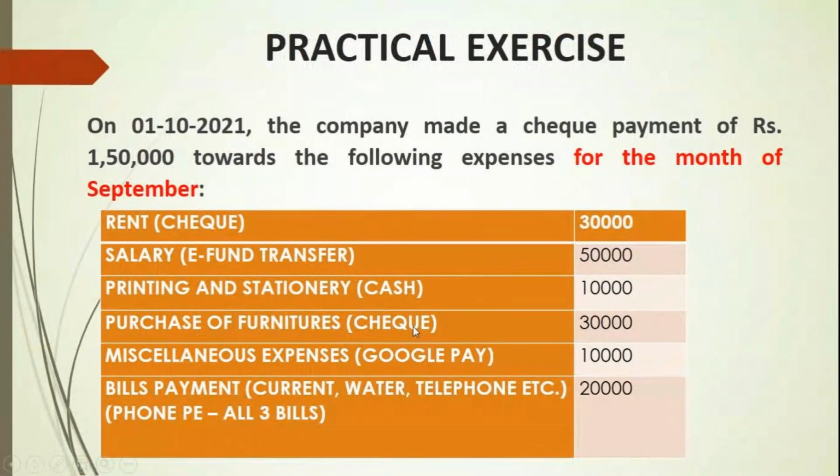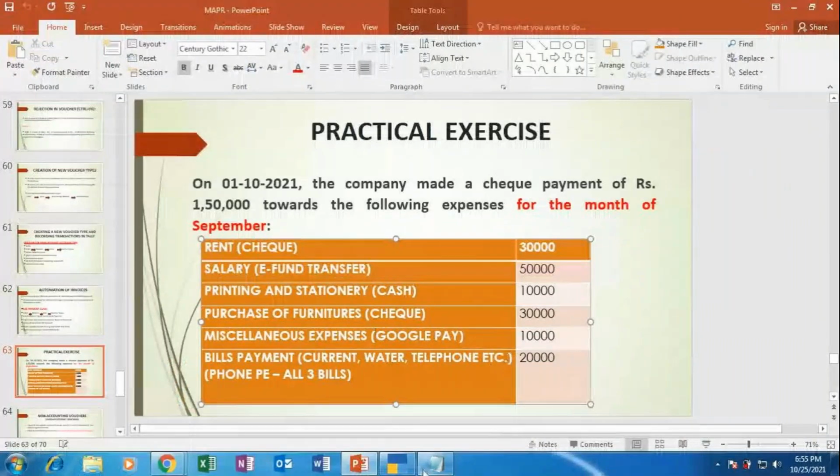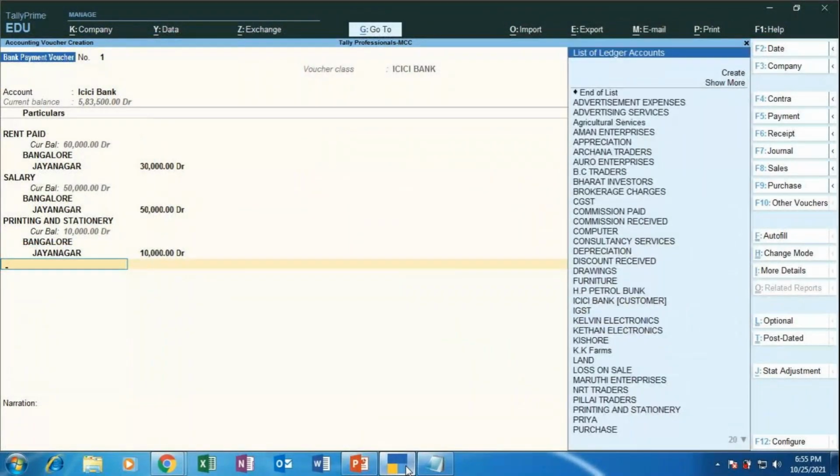Purchase of furniture, 30,000. Spacebar. Either you can select the furniture itself, not an issue. I think we have already created the furniture ledger, right? So you can select the same.